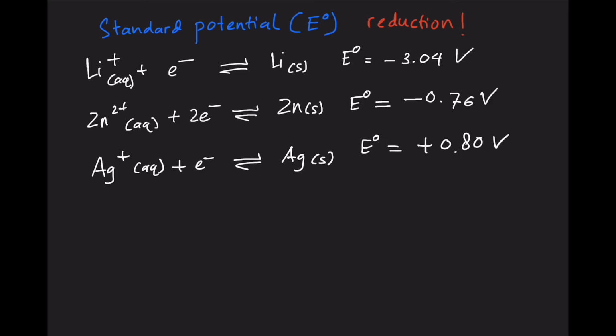Now, let us compare these three different reduction reactions. So we have first the lithium ion into solid lithium. Second, we have the Zn or zinc ion into solid of zinc. And finally, we have the silver ion into solid silver. We can see here that we have three different E0 values. This one is the lowest and this one is the largest.